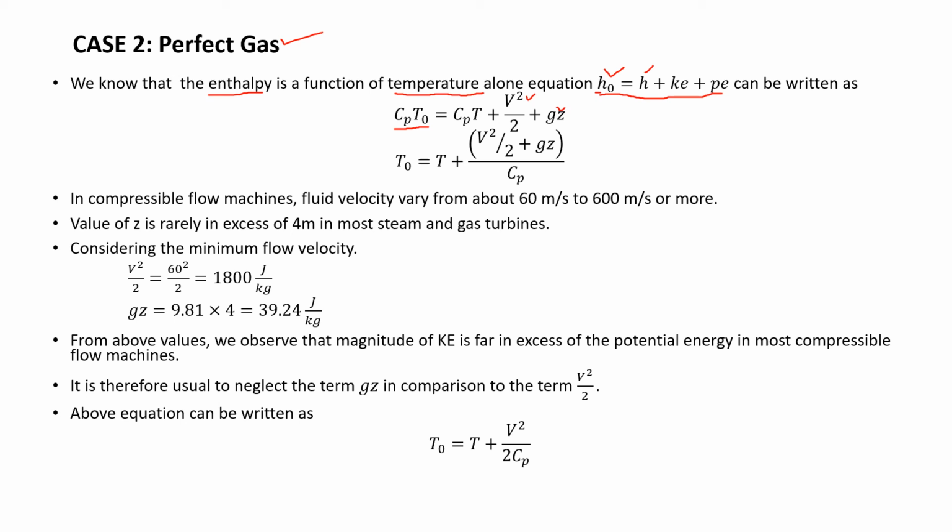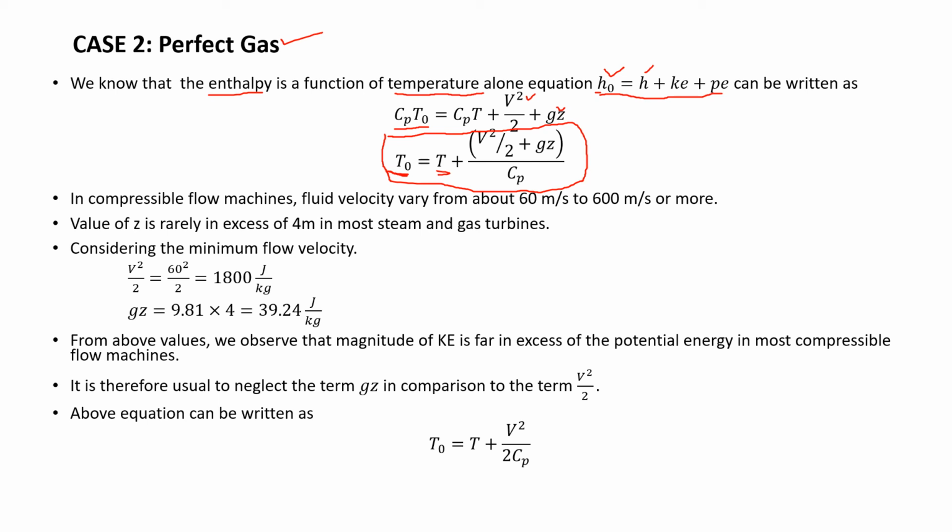So when I take this Cp to the right hand side, what remains on the left hand side is T naught, that is stagnation temperature. Cp by T by Cp gets cancelled, what remains is T, and V square by 2 plus Gz divided by Cp. So now we have expressed stagnation temperature in terms of static temperature plus kinetic and potential energy. So this equation will give us the relation between stagnation temperature and static temperature.